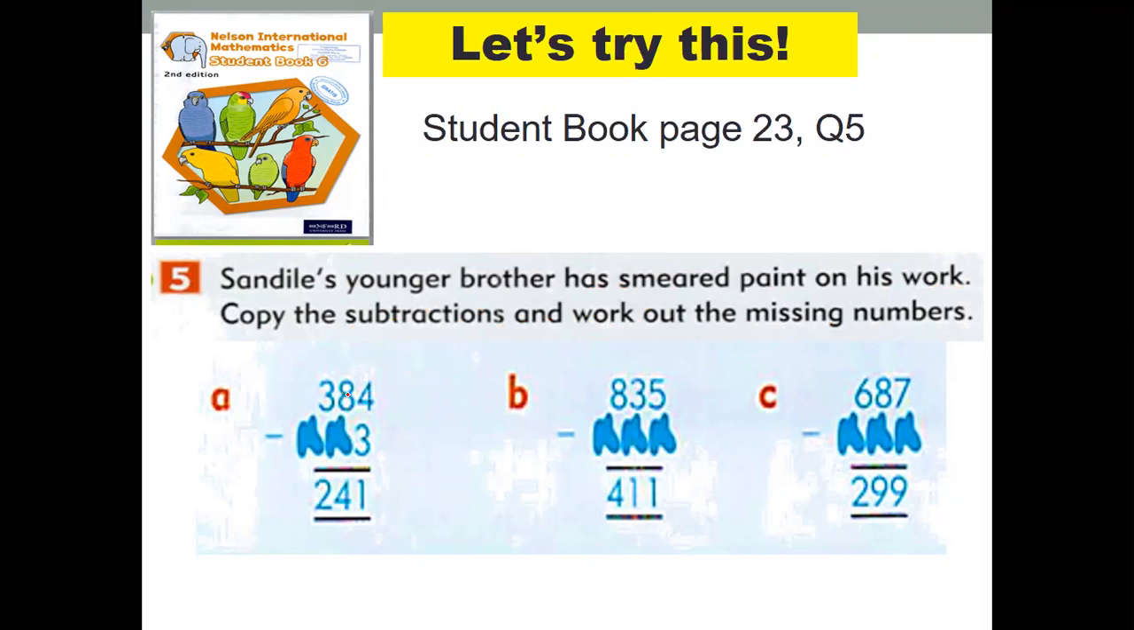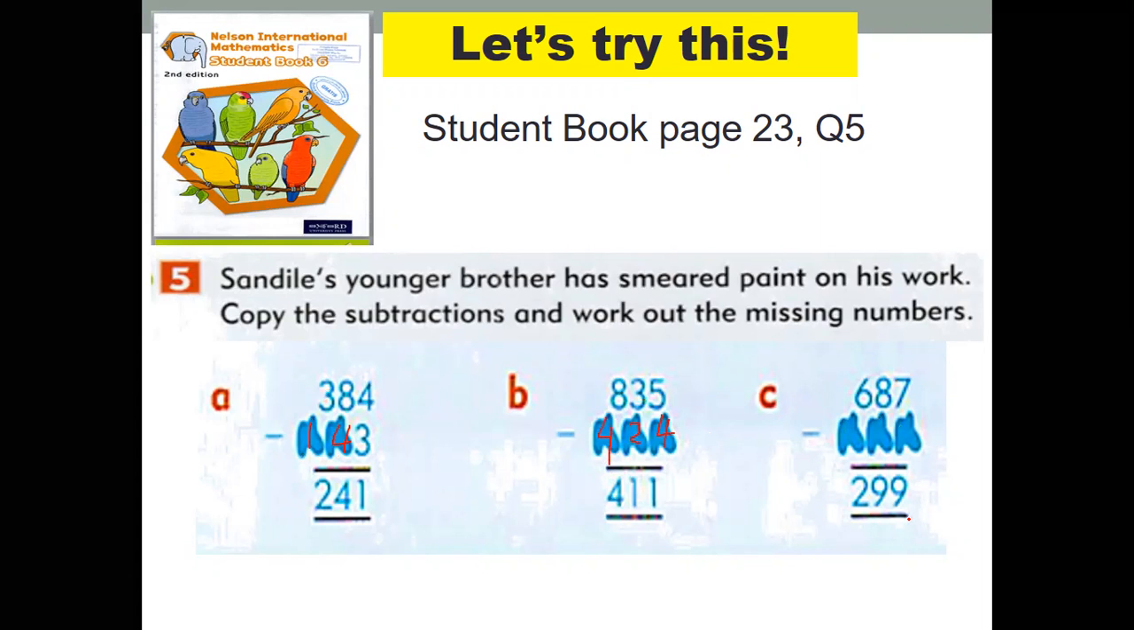4 minus 3 is 1. 8 minus 4 is 4. 3 minus 2 is 1. So the missing digits are 1 and 4. Let's go to letter B. 5 minus 1 is 4. 3 minus 1 is 2. Why am I subtracting? Because it's the second number that is missing. And 8 minus 4 is 4.